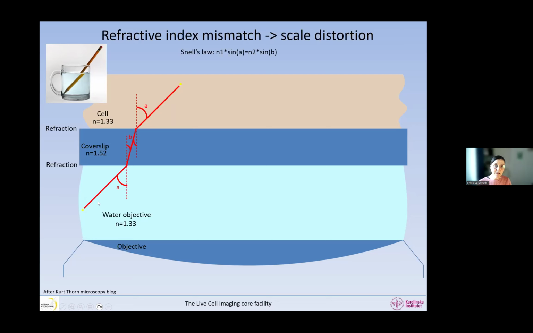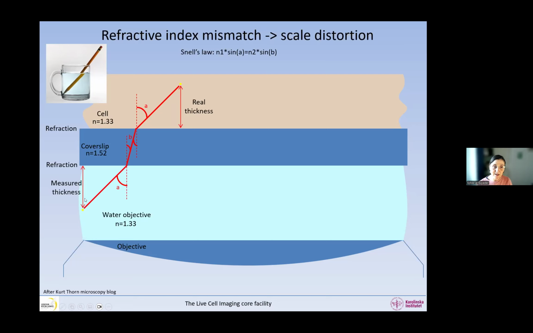So what happens here when we measure how far this little molecule is from the cover slip, this is what the real thickness is. And here we're going to measure this thickness. It's going to be the same thickness, okay? Even though we have this little way.